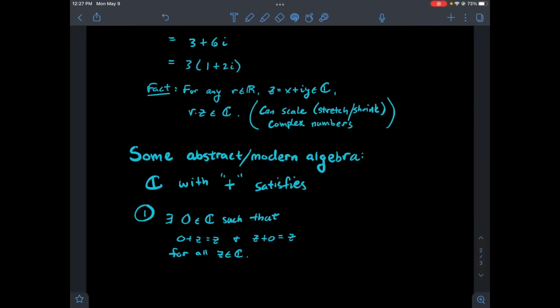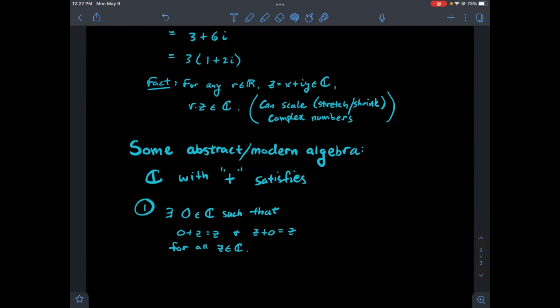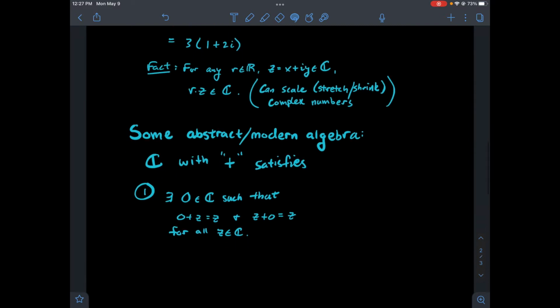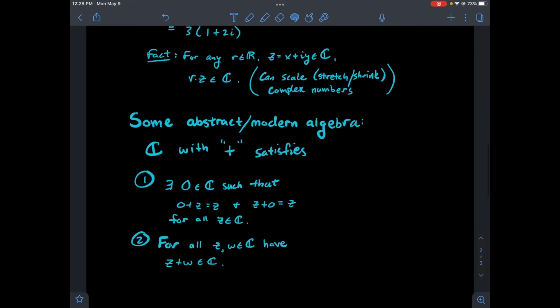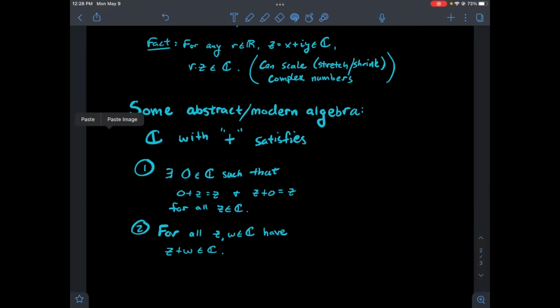So it's like the origin if you're thinking about it in a picture of the plane. So that's the first thing. So the complex numbers, you should have some kind of an additive identity. Number 2, for all complex numbers z and w, when you add them together, you should get a complex number back. That's trying to say that the complex numbers should be closed under this operation of addition.